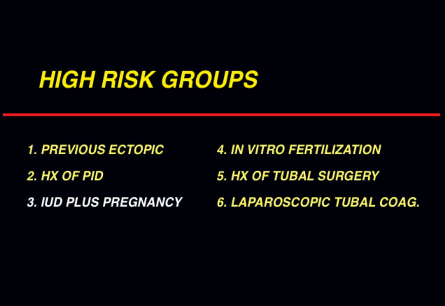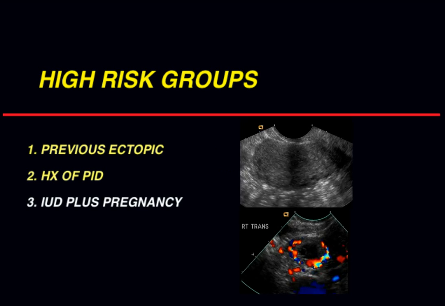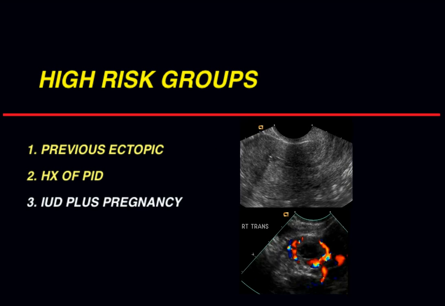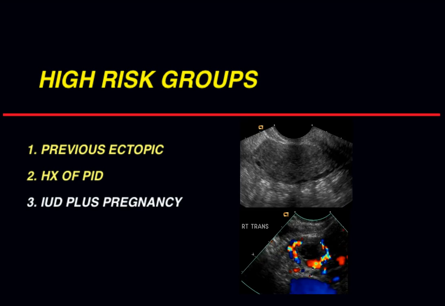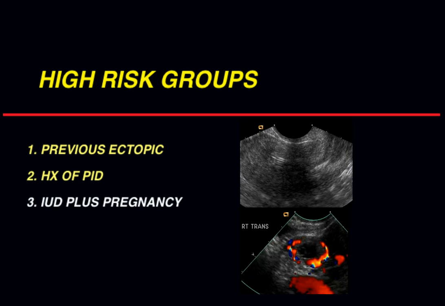An area that remains controversial in terms of the etiology as to why it happens is the IUD. However, it is not controversial that this is a significant risk factor. Women who conceive with an IUD in place are approximately 7 times more likely to have an ectopic pregnancy than women who conceive without an IUD in place. Here we see such a case with a well-positioned IUD in the endometrial cavity and an ectopic pregnancy in the right adnexa.